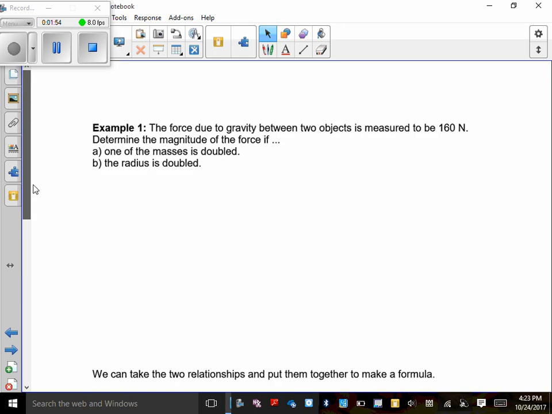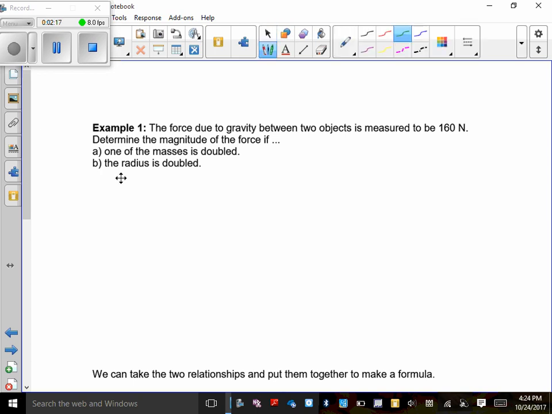So I'm going to go through and do this first example. The force due to gravity between two objects is 160 newtons. Determine the magnitude of the force if one of the masses is doubled. That's what we're going to do first, and then we'll worry about the second part. So remember, the force of gravity is directly proportional to mass 1 times mass 2. So this isn't a formula, we just learned that he said they were proportional.